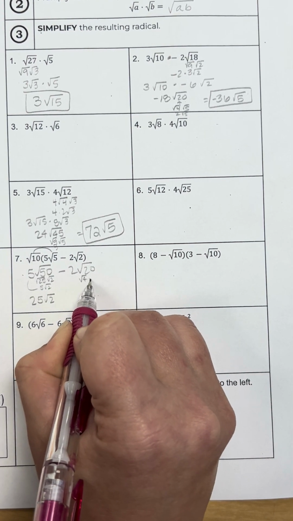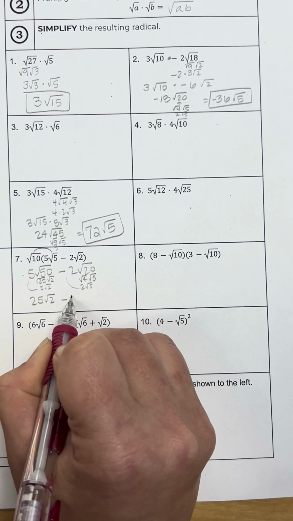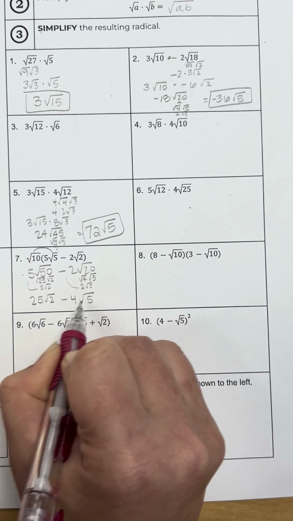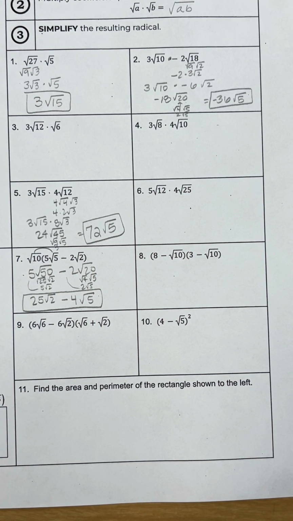Here my radical 20 I could break into radical 4 and radical 5, which would be 2 radical 5. Again, don't forget that 2 out front. So that's minus 4 radical 5. Those are not like radicals, so they don't combine any more than that.